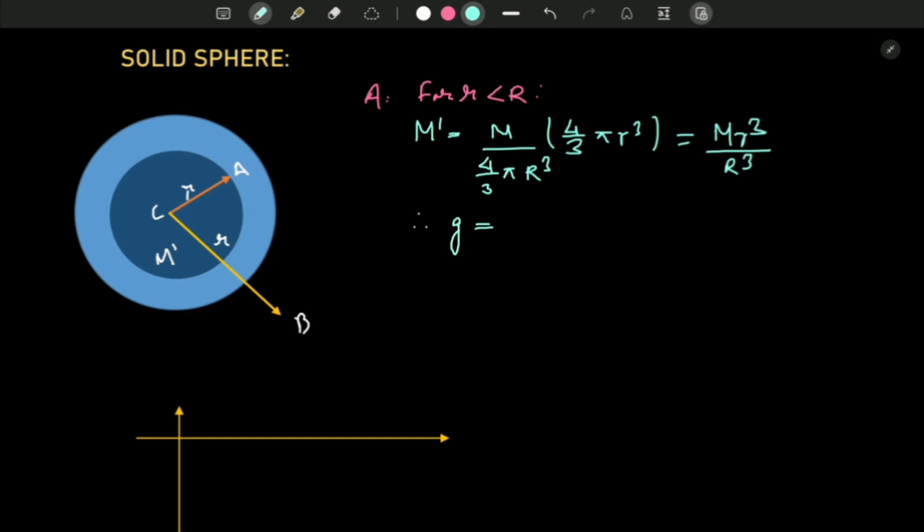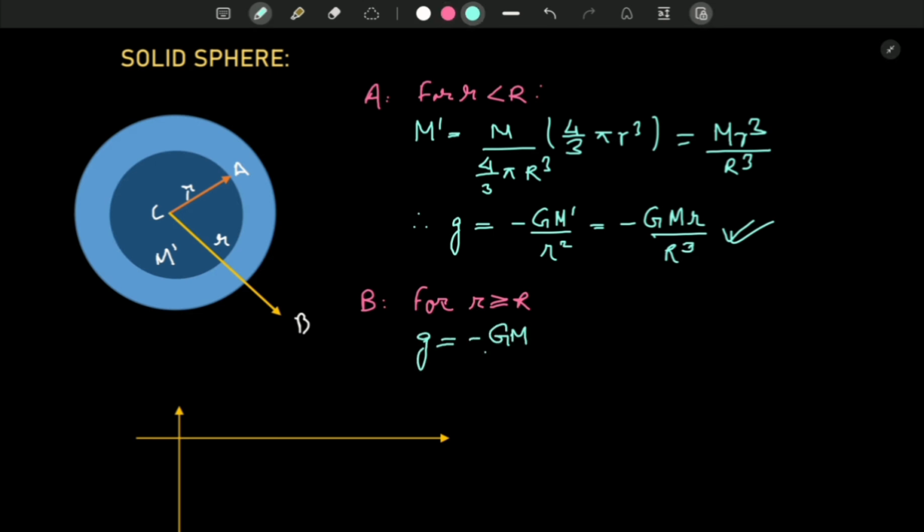Therefore I can say that the gravitational field strength G equals minus G M dash divided by r square. Putting the value of M dash, minus G M r divided by R cube. So this is the field strength for r less than the radius of the sphere. Now let us see for point B. Point B is for r greater than or equal to the radius of the sphere. For this point, the gravitational field strength G equals minus GM by r square.